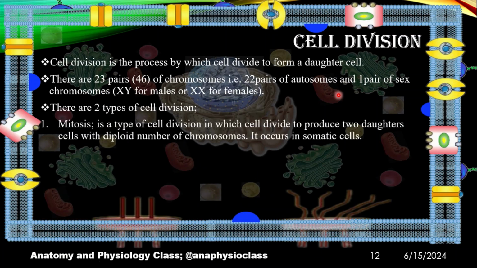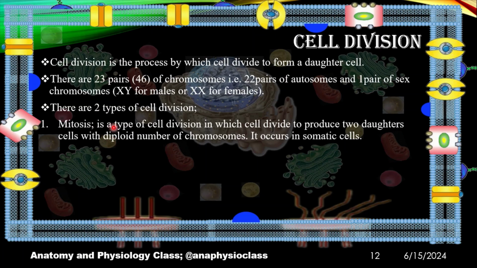The two main types of cell division are mitosis and meiosis. Mitosis is a type of cell division whereby a cell divides itself to produce two daughter cells with a diploid number of chromosomes. Diploid means the complete number of chromosomes, twice the half number of chromosomes, which means 23.